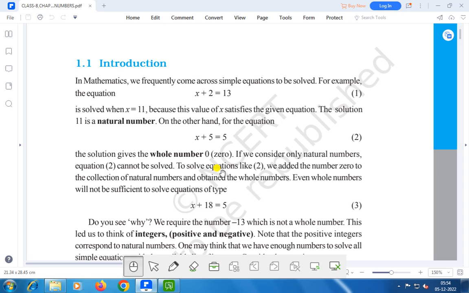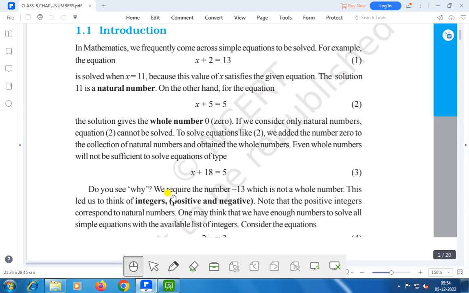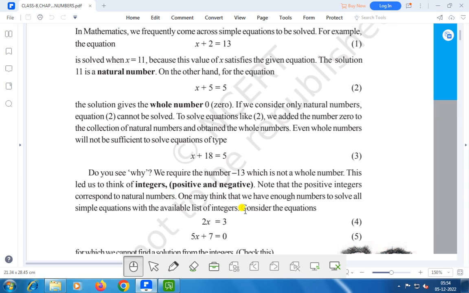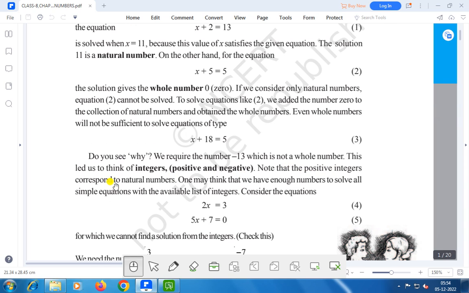To solve equations like 2, we added the number 0 to the collection of natural numbers and obtained the whole numbers. Even whole numbers will not be sufficient to solve equations of type x plus 18 is equal to 5. Do you see why we require the number minus 13, which is not a whole number? This led us to think of integers, positive and negative integers. Note that the positive integers correspond to natural numbers.